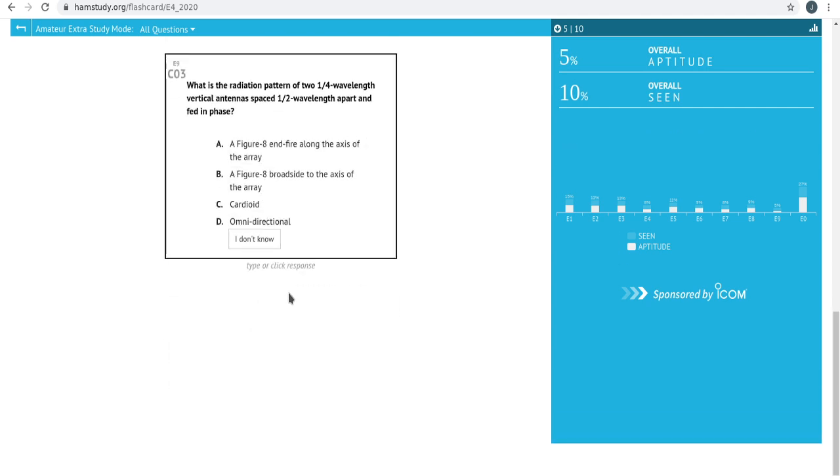You want to take this one, Frank? Sure. What is the radiation pattern of two 1/4 wavelength vertical antennas spaced a half wavelength apart and fed in phase? A, a figure 8 end on along the axis of the array. Hold on, what? I'm trying to picture this in my head.